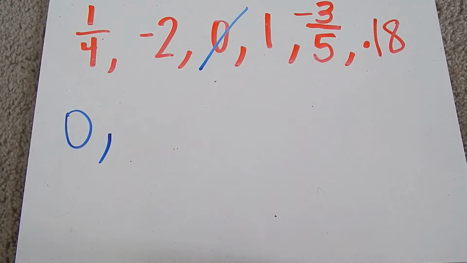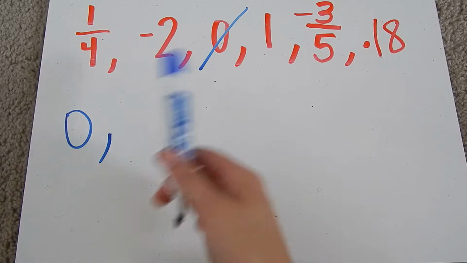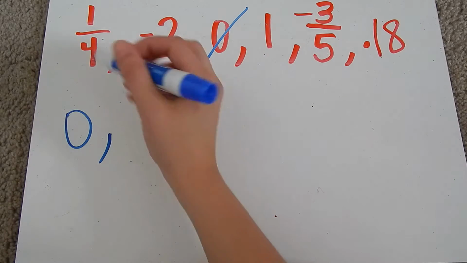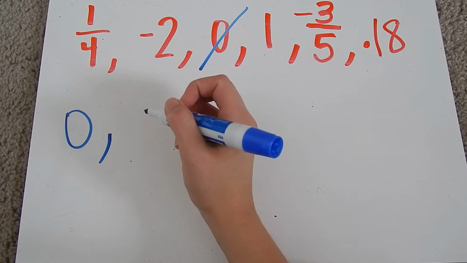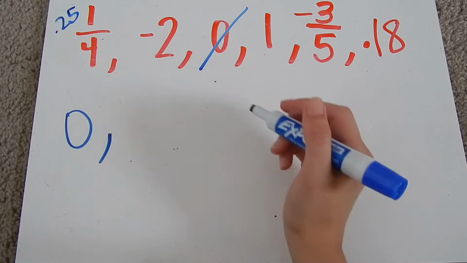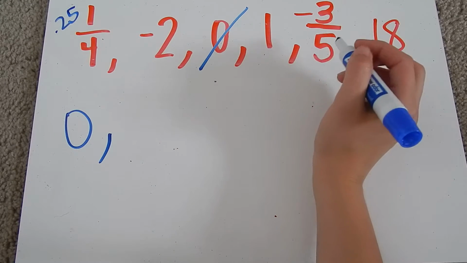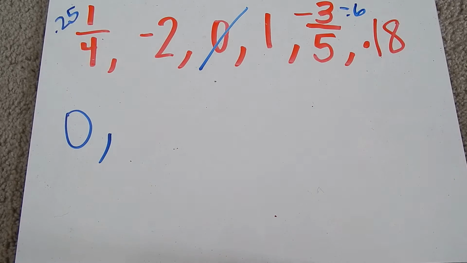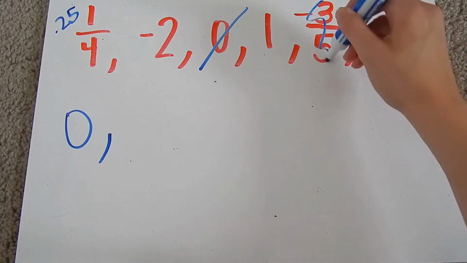So 0's first. Now I want to figure out the next closest number to 0. I have fractions and decimals. Well, let's just look at the decimal form. So I'm just going to convert these fractions to decimals. 1/4 is 0.25. Negative 3/5 is negative 0.6. Now it's a little bit easier to see, and I'll scratch these out.